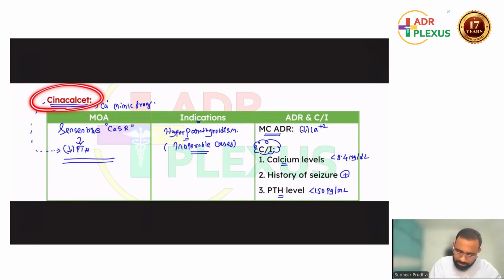So Cinacalcet is a calcium mimetic drug. What it is doing, sir? It is going to sensitize the calcium sensing receptor. If the sensing receptors are sensitized, it is going to think the calcium level is high, so it is going to decrease the parathormone. In what conditions do we have to decrease the parathormone? Only in hyperparathyroidism cases that are inoperable. So the main action of Cinacalcet is that it is going to decrease the calcium. That's all about every point about Cinacalcet, which is already discussed.